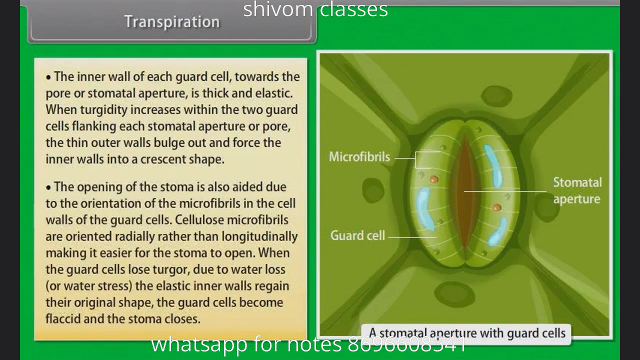The opening of the stomata is also aided due to the orientation of the microfibrils in the cell walls of the guard cells. Cellulose microfibrils are oriented radially rather than longitudinally, making it easier for the stoma to open. When the guard cells lose turgor due to water loss or water stress, the elastic inner walls regain their original shape, the guard cells become flaccid and the stoma closes.